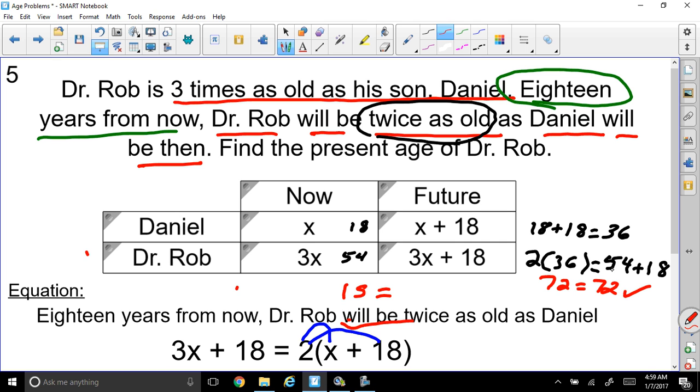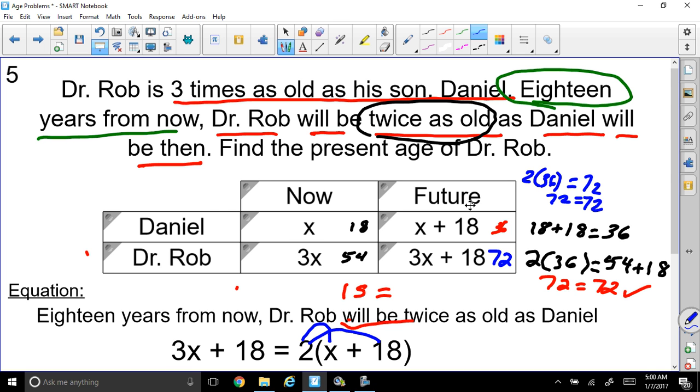So you just checked Dr. Rob and his son Daniel's age in the future. In the future, 18 years from now, Daniel will be 36. And 18 years from now, Dr. Rob will be 72. Let me erase that. Dr. Rob will be 72. And if you look at that, that's twice as old as Daniel, because 2 times 36 does equal 72. So you have done well if you understood that question.